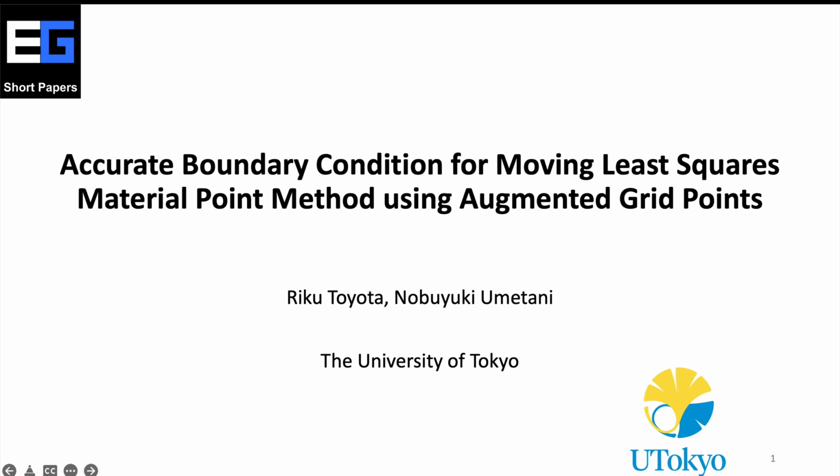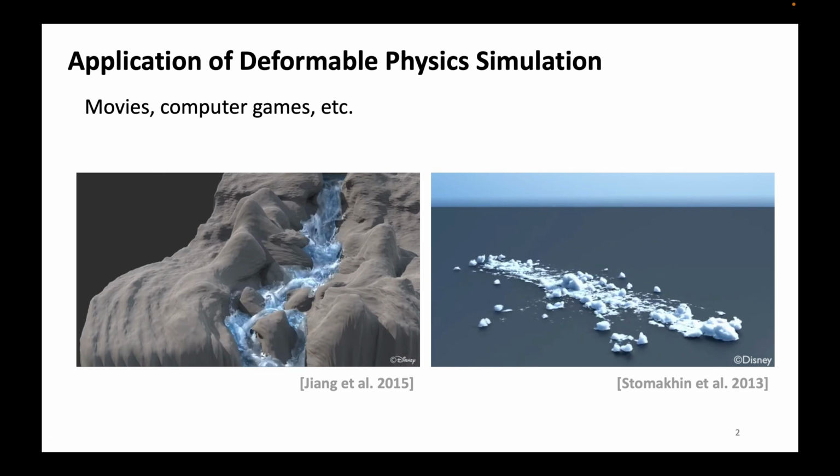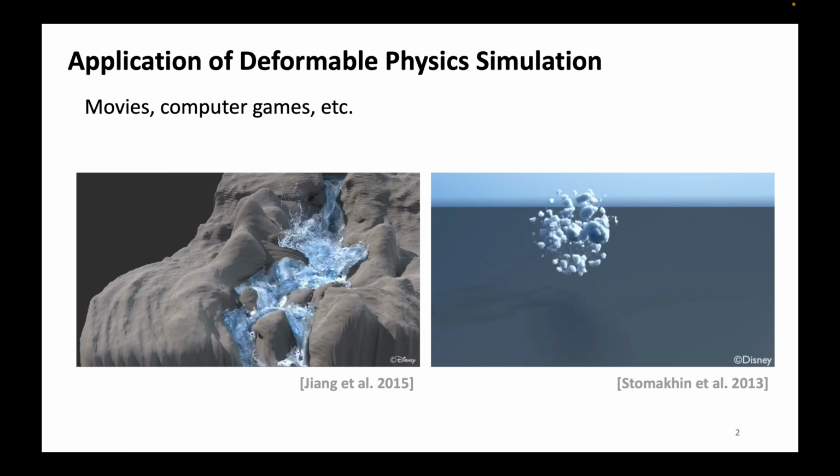Accurate boundary condition for moving least squares material point method using augmented grid points. This research is co-authored by Nobuyuki Umetani. Our research target is a simulation of deformable objects.